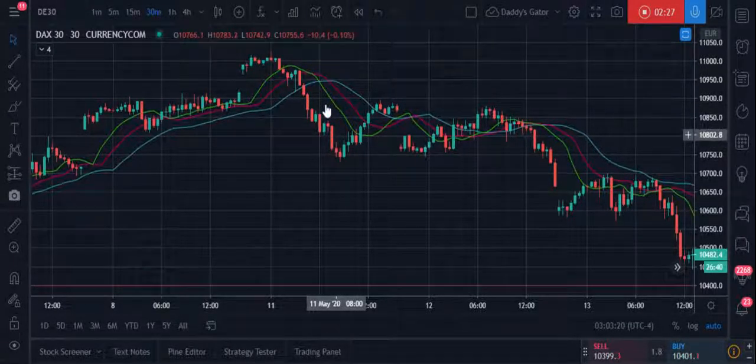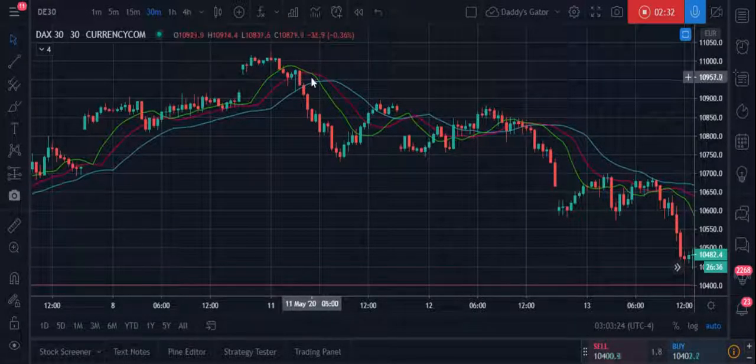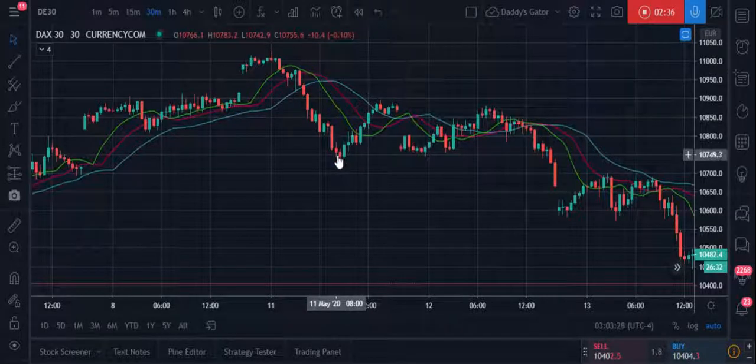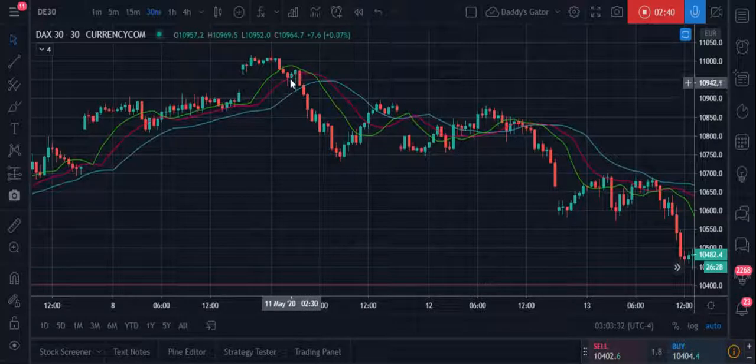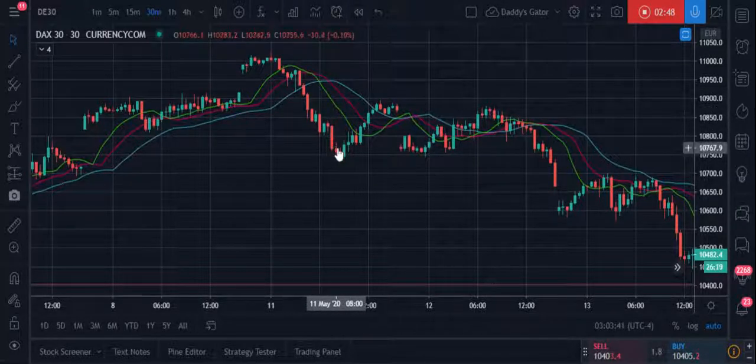Price went from around 10,950 to 10,750. So that was a good trend, okay? If you would have caught those teeth crossing there, you would have been able to make a lot of money here, even on a 0.01 lot, okay?